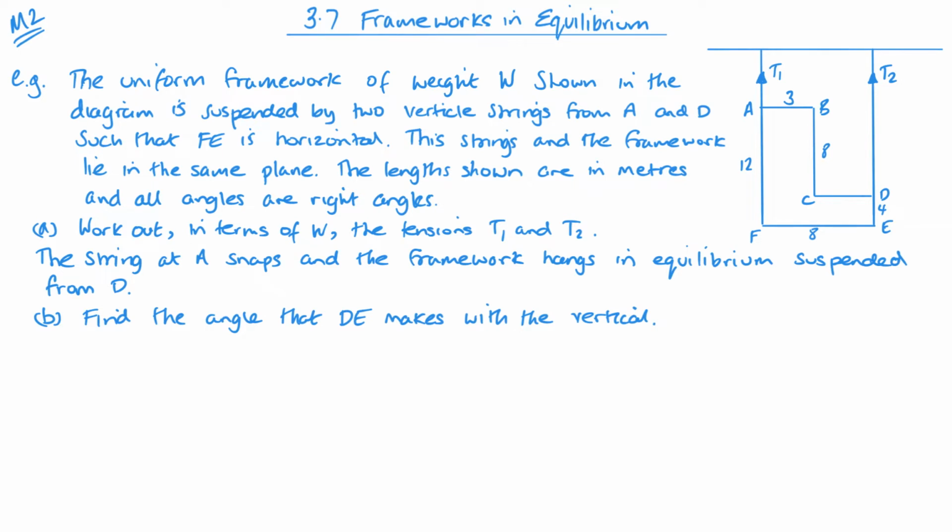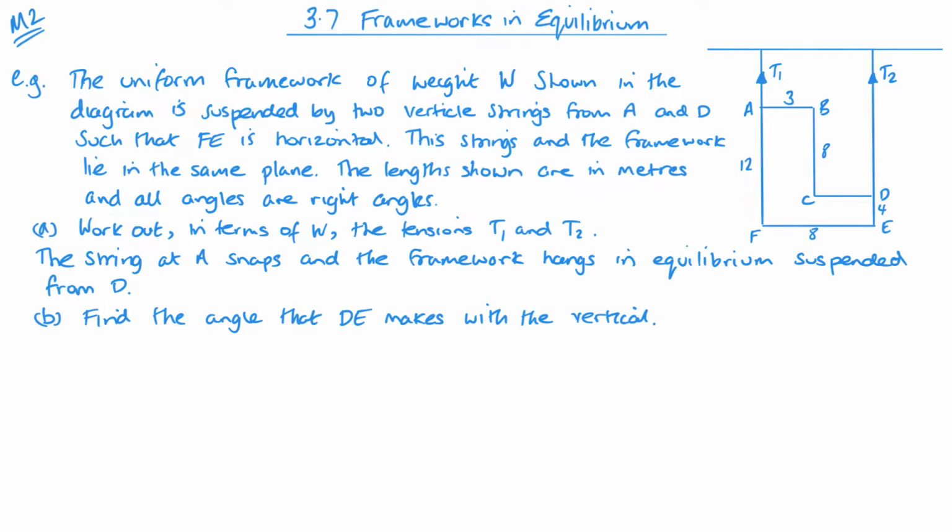So in this example we've got a lot of information here. A lot of it's just setting up the question. We've got two vertical strings attached to A and D, and it's holding this horizontal, and of course they all lie on the same plane. Very straightforward stuff. So work out in terms of W the tensions T1 and T2.